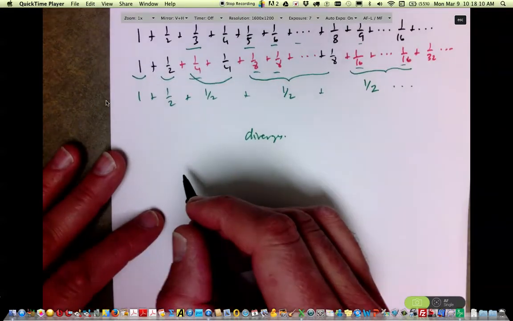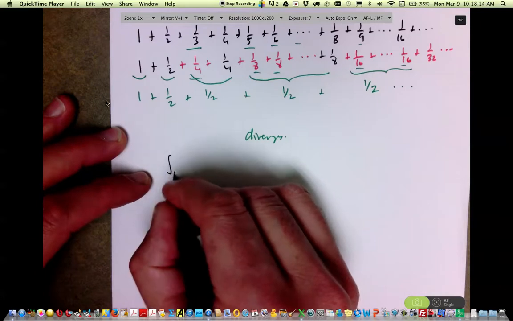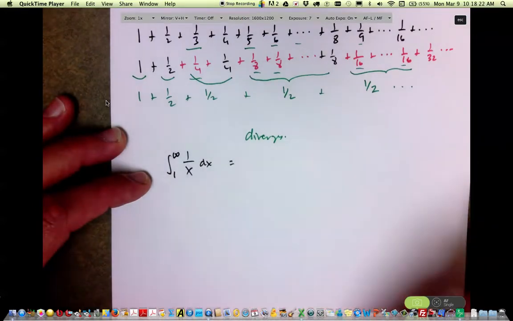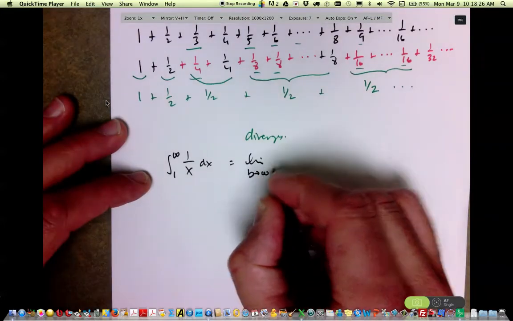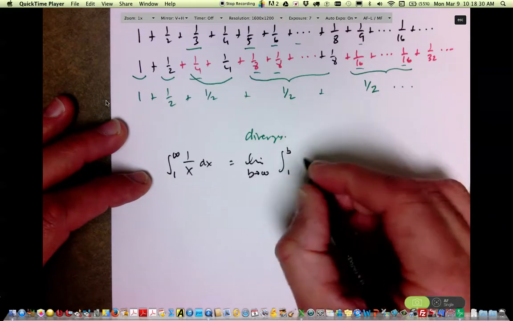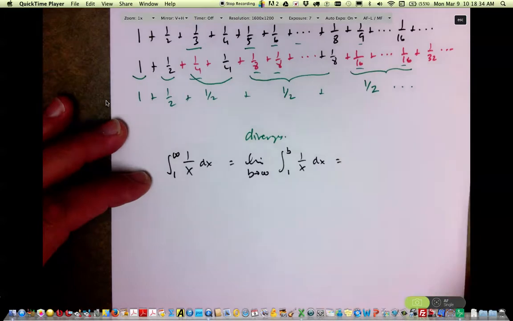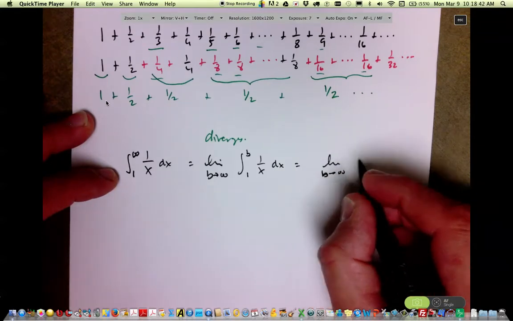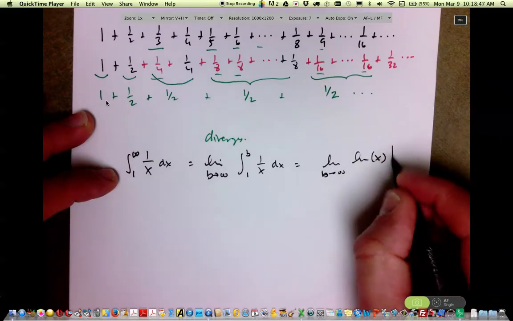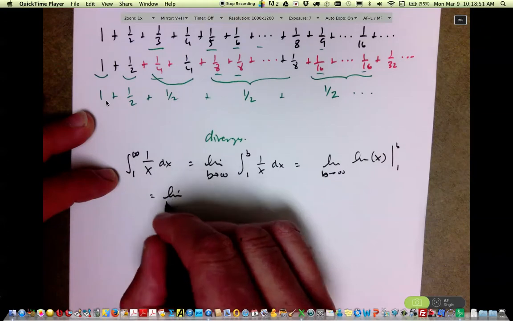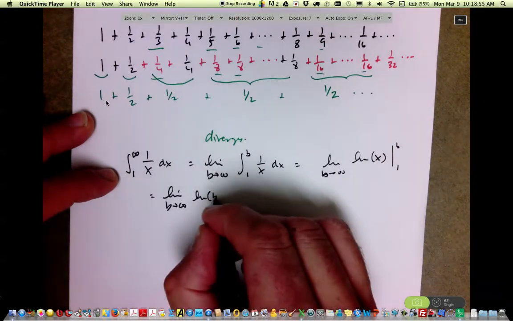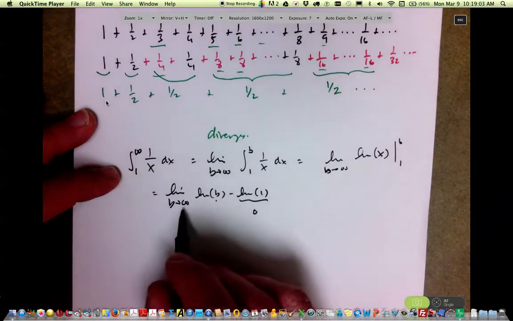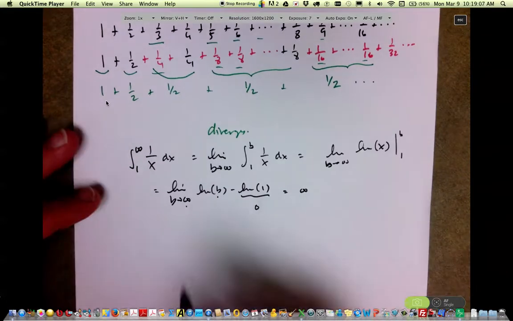In chapter 8, we looked at an integral from 1 to infinity. One of those that we looked at was 1 over x dx. We said this was the limit as b goes to infinity, and then we wrote it as an integral from 1 to b of 1 over x dx. We took an antiderivative of 1 over x and got natural log. So this will be the limit as b goes to infinity of natural log of x from 1 to b, and we ended up with the limit as b goes to infinity of natural log of b minus the natural log of 1. We said that the natural log of 1 is just 0, but the natural log of an infinitely large number went to infinity. We said that this integral diverged.